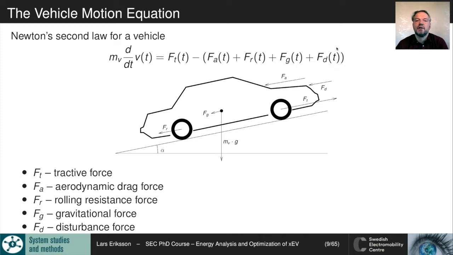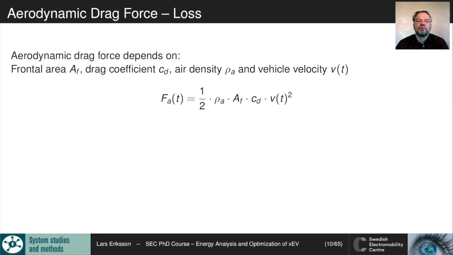This disturbance force could be wind forces. The gravitational force is an instantaneous force depending on the road slope, but it's not a loss because we are storing potential energy while we're driving uphill, and we're getting that potential energy back while we're driving downhill. In the handling assignments, we'll not work so much with these parts here. This one is more introduced to be able to make robustness studies or sensitivity studies to disturbances. So the most important ones will be these three here, but we'll cover also the gravitational because it's easy to describe with an equation. So I will walk through these now, starting with aerodynamic drag, then rolling resistance, and then the gravitational part.